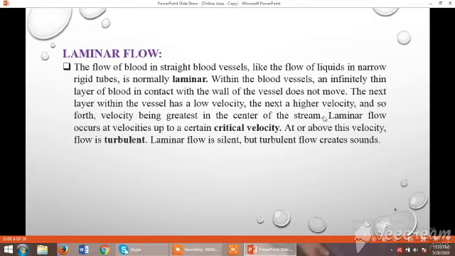Laminar flow occurs at velocities up to a certain critical velocity. After that critical velocity, it is turbulent. Laminar flow is silent, but turbulent flow creates sound.